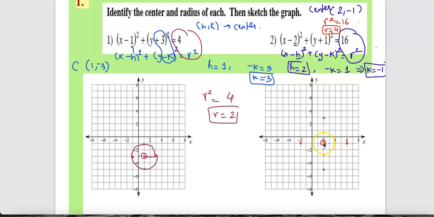Okay, so I'm just drawing, this is my radius over here, and from this I will try to draw this. I'm not able to draw like a proper circle over here, but you got the point. So this is how we identify the center and radius of the circle from the given equation of the circle, and this is how we sketch the graph also.